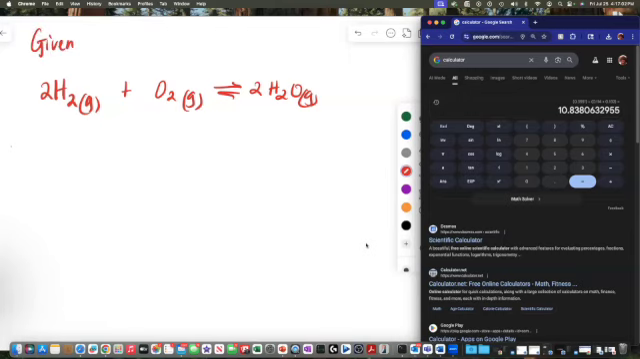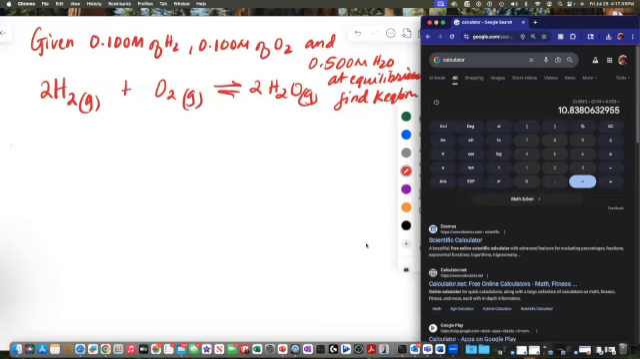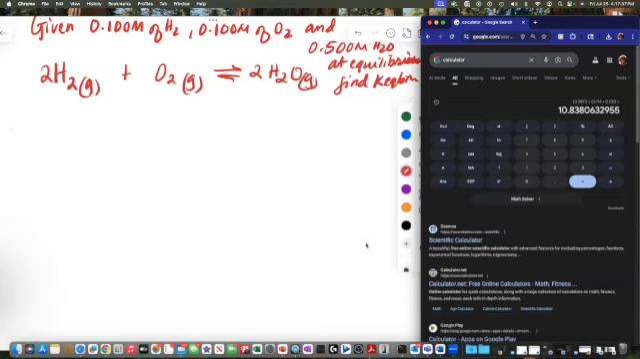Given 0.100 molar of H2, 0.100 molar of O2, and 0.500 molar of H2O at equilibrium. Find K equilibrium. Okay, so in this problem, the amount you're given is at equilibrium. It's at E, not at initial, not in the beginning.